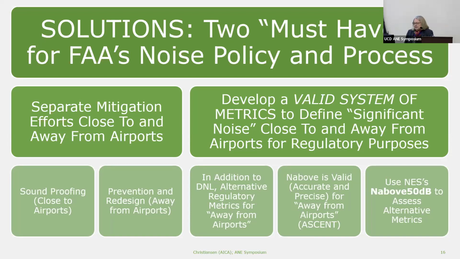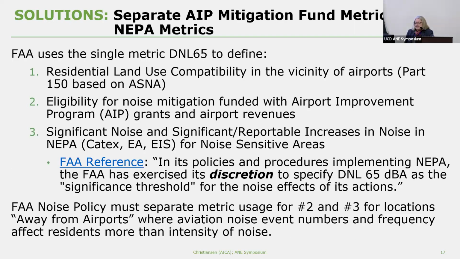The second is how to develop a valid system of metrics to define significant noise for those two situations. So the FAA uses the single metric DNL 65 for these reasons: residential land use compatibility, second, eligibility for noise mitigation funding, and then also for NEPA, as you know. The FAA also says, though, in its policies and procedures implementing NEPA, the FAA has exercised its discretion. So it's not mandatory that all of those three use the same system of metrics.